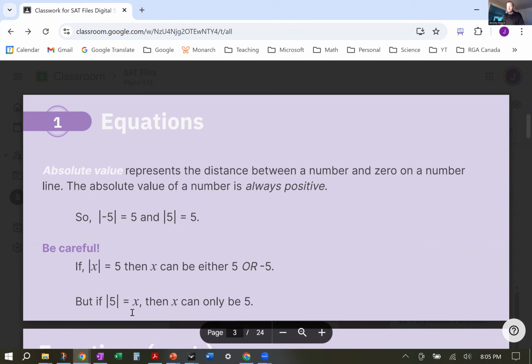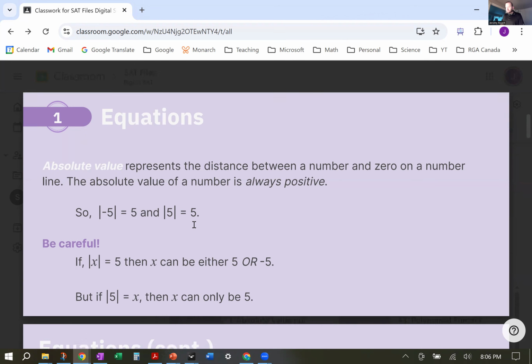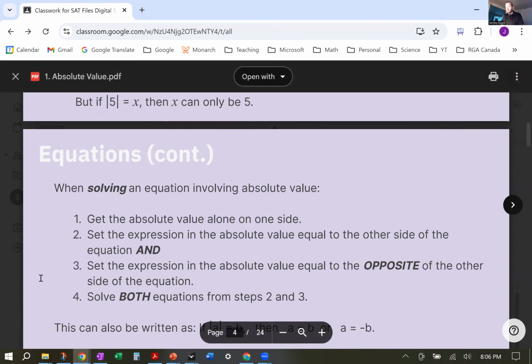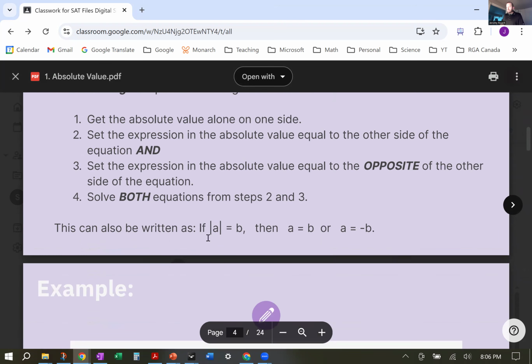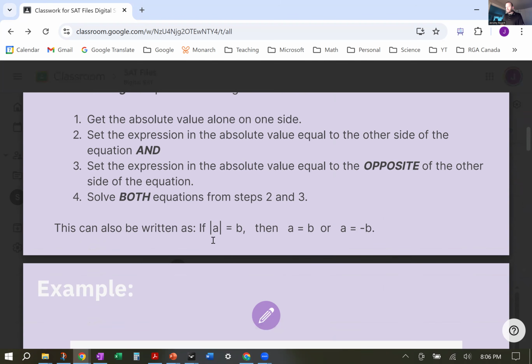This gets a little bit tricky when we're talking about x's in the absolute values. But for now, just know that if the number inside the absolute value is negative, it becomes positive. And if it's positive, it's still positive. When we solve an equation with absolute value, we can have two answers because of this. So we get either a positive value or a negative value. That's all this slide says here. It says if the absolute value of A is B, then A could be B or it could be -B.